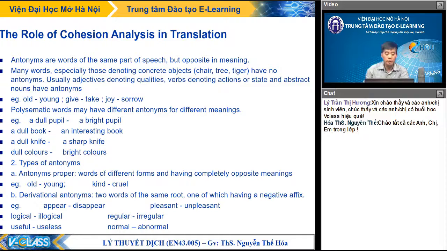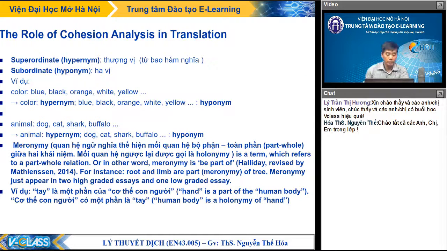And next, antonym. Antonyms are words of the same part of speech, but they are opposite in meaning. We may have some kinds of antonym: antonym proper, derivation antonym. And also we have a superordinate. In this case we have a hypernym and subordinate. Hypernym. In the meronymy, we have to pay attention to the relationship between the whole and the part.